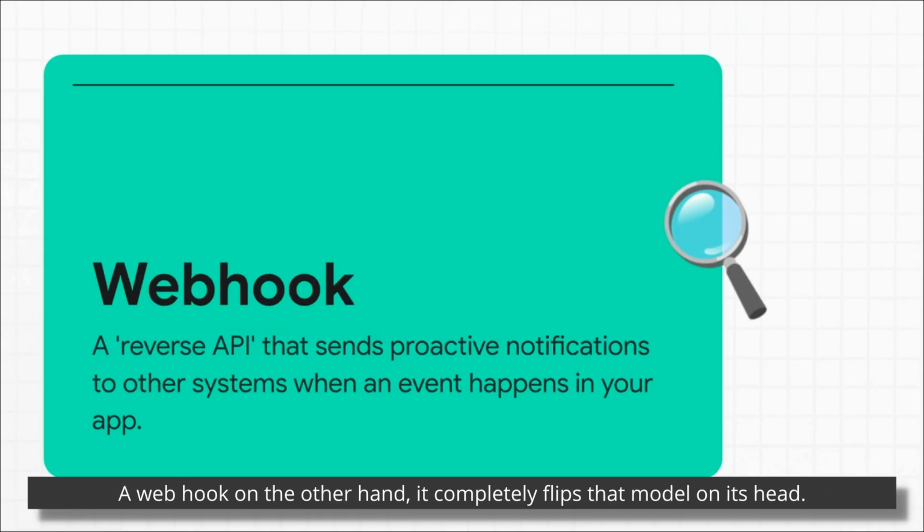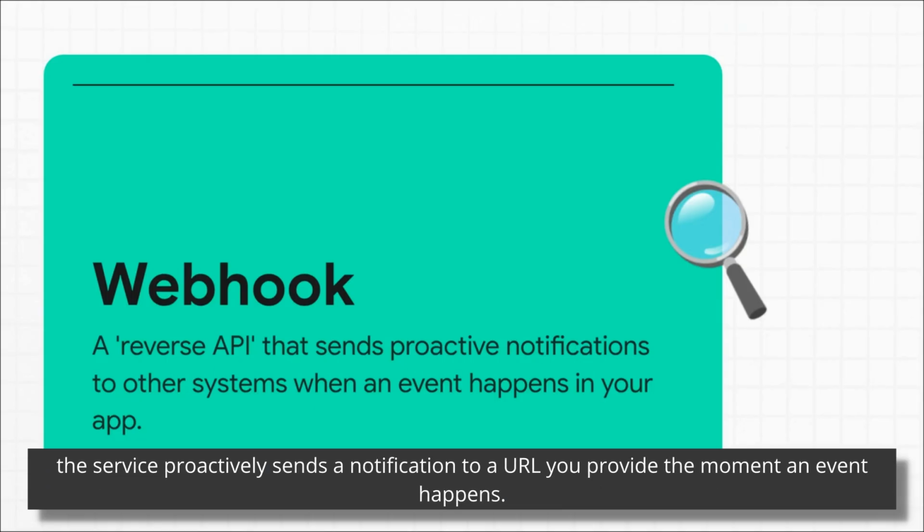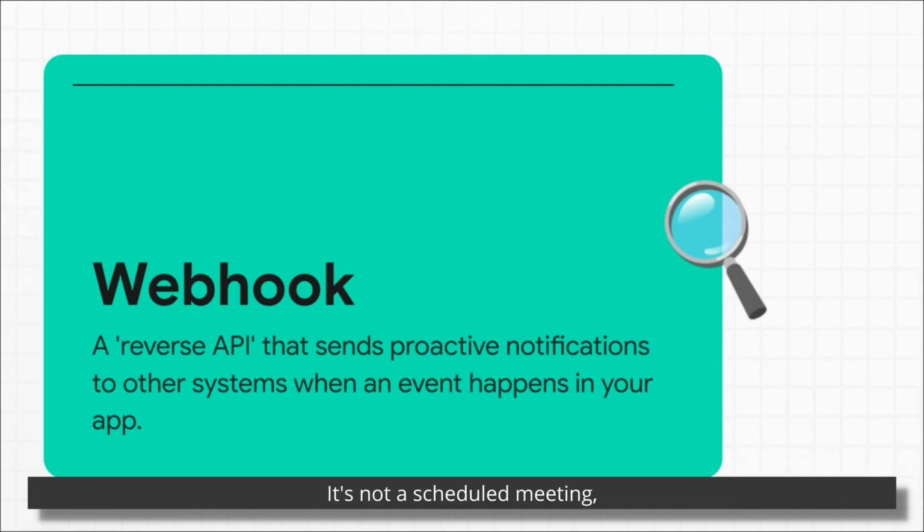A webhook, on the other hand, completely flips that model on its head. People call it a reverse API. So instead of your application constantly asking if there's anything new, the service proactively sends a notification to a URL you provide the moment an event happens. It's not a scheduled meeting, it's a real-time push notification that screams, hey, something just happened.